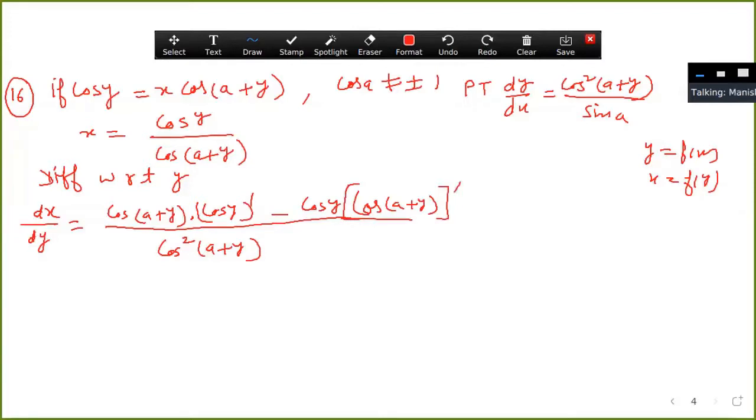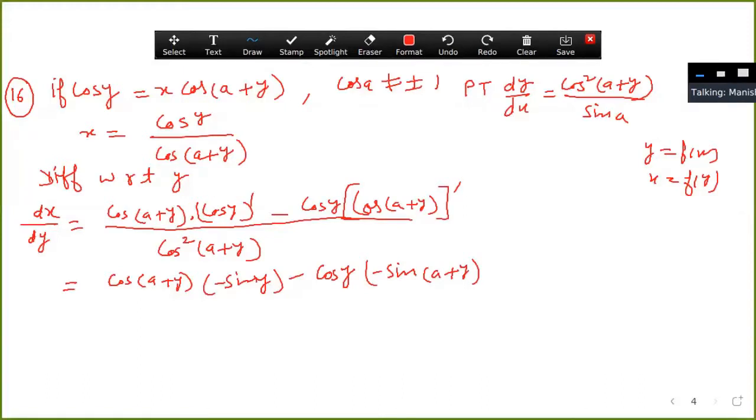Like this. Now this becomes cos(a + y). Cos y's derivative is minus sin y, because with respect to y we are moving, that's why it is minus sin y. There is no need to differentiate further. No chain rule will be applied here. Minus sin y minus cos y, and the derivative of cos(a + y) is minus sin(a + y), and the derivative of a + y is 1. A is 0, y's derivative is 1.